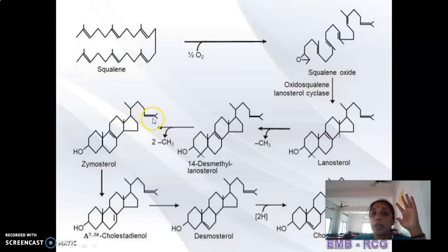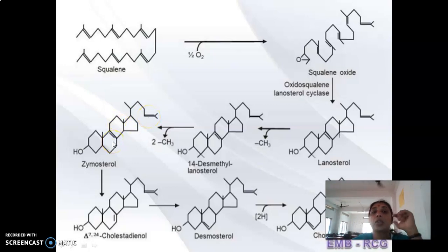See, it's having a double bond here, between the 24th and the 25th carbon atom. That's a double bond. This is the 24th carbon atom. This is the 25th carbon atom. So there is a double bond in between the 24th and the 25th carbon atom. This also will be removed, but only at the last step.